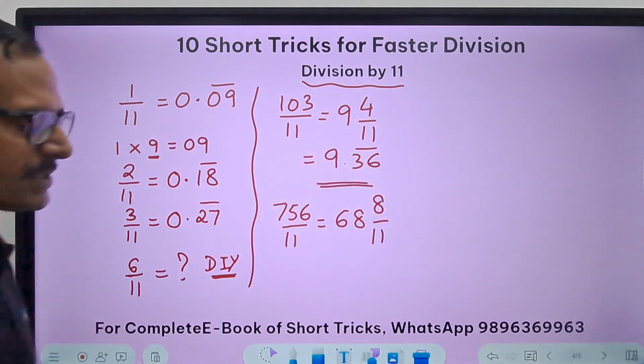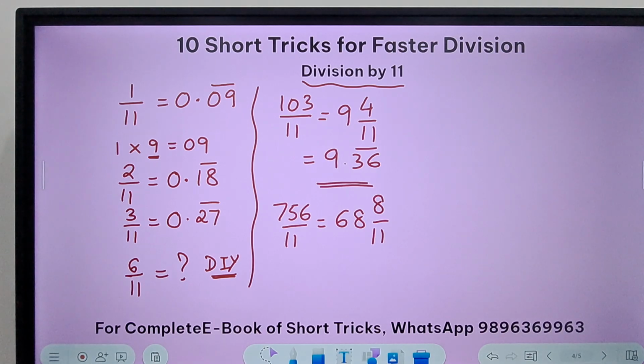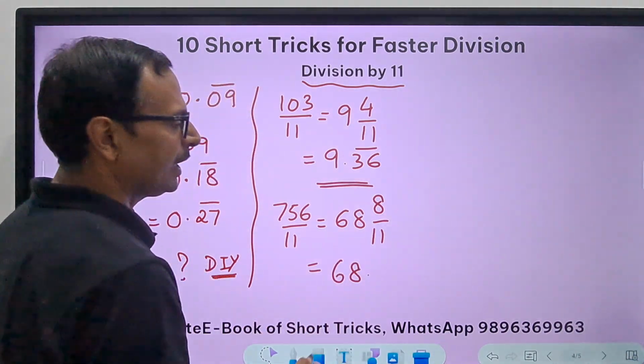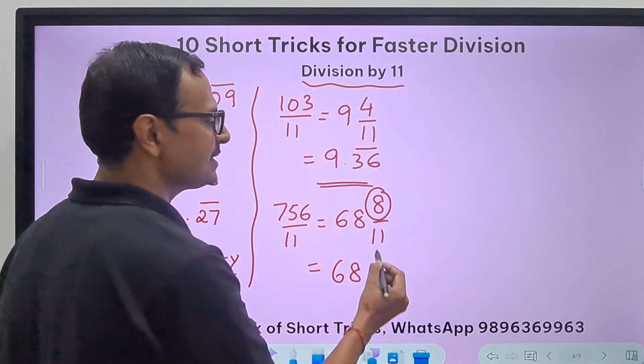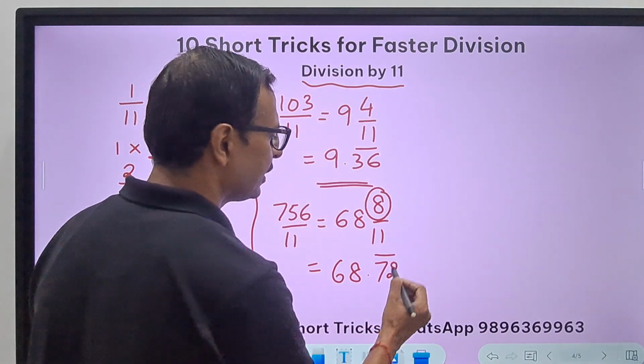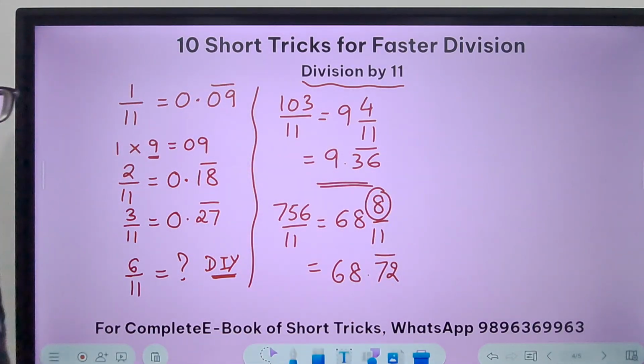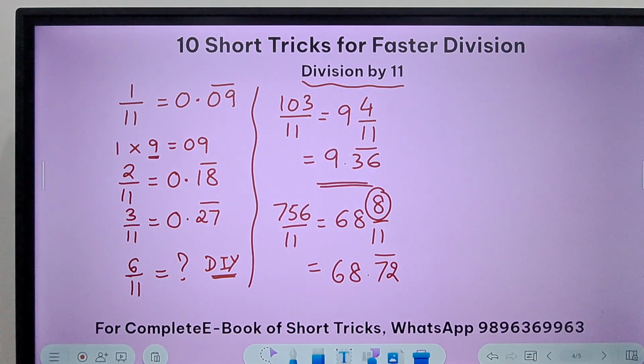So what did I do? I just expressed it in terms of a mixed number. So my answer is going to be 68 point something. And what is that something? 8 times 9 is 72. So 72 bar. So 68.727272... That is going to be the quotient when I divide 756 by 11.